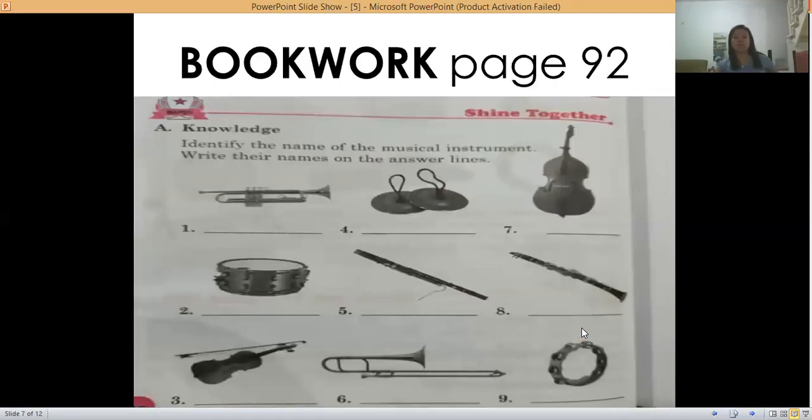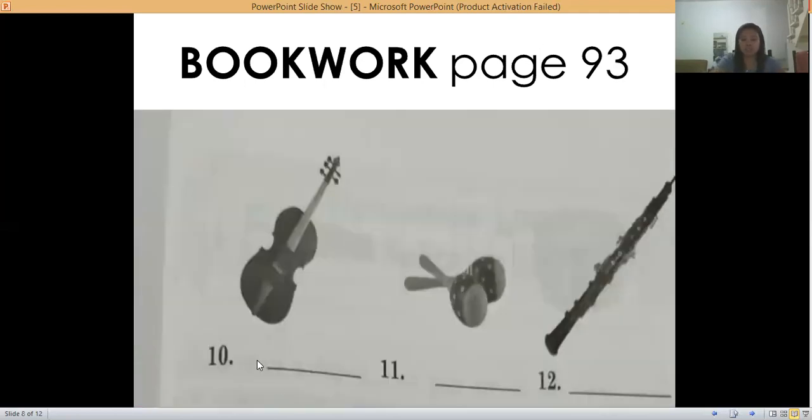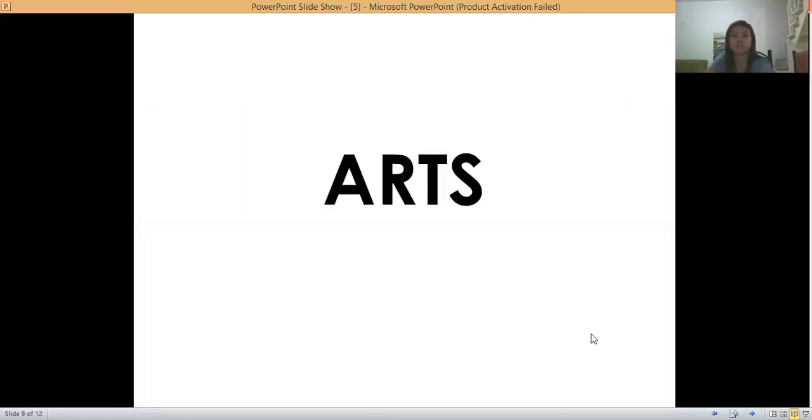Okay, for your bookwork, open your book on page 92. Page 92. Okay, write the name of each instrument. Okay, this one, number one. Number two. Number three. Four. Five. Done. Six. Seven. Eight. Nine. This one, 10. 11. 12. Okay? So now let's proceed with our arts.